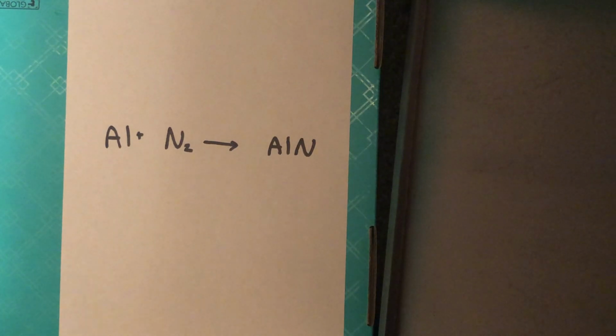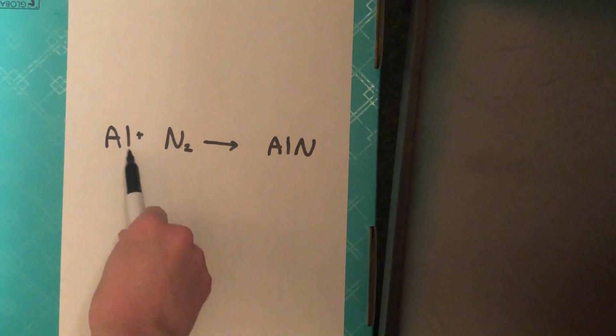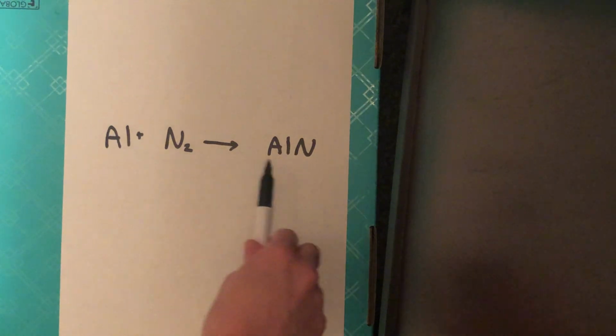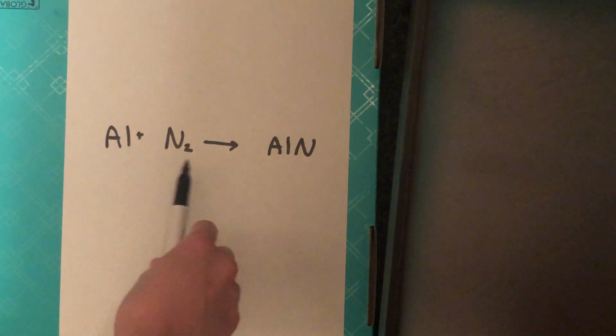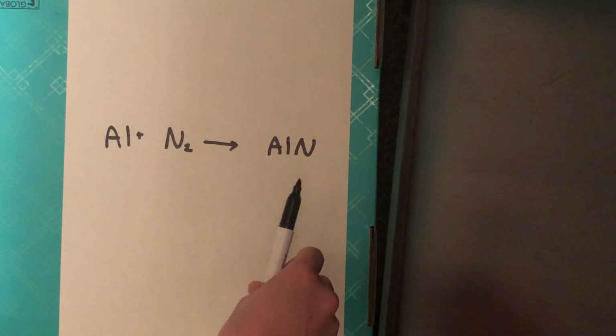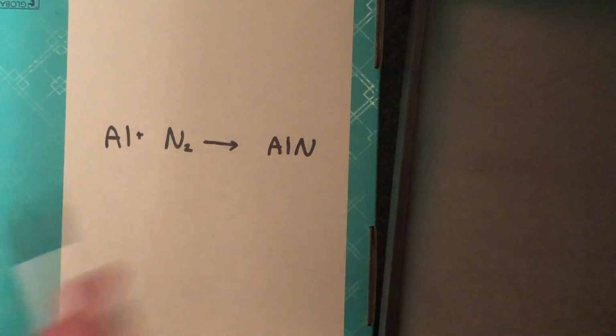We are going to balance the equation in which aluminum and nitrogen react to make aluminum nitride. So when balancing an equation, our goal is to make sure that the number of elements on the reactant side, or the left side of the arrow, matches the number of elements on the right side, or the product side of the arrow. So first we're going to count how many of each of our elements we have.